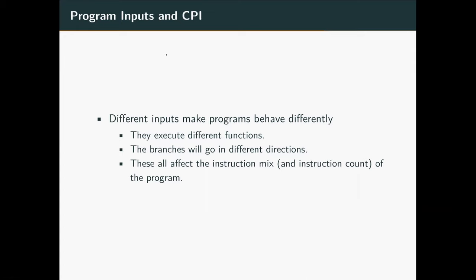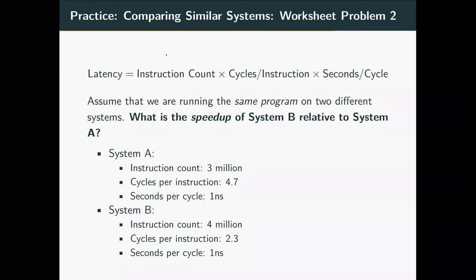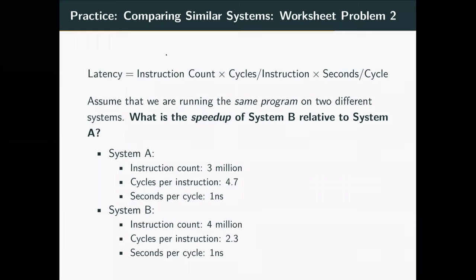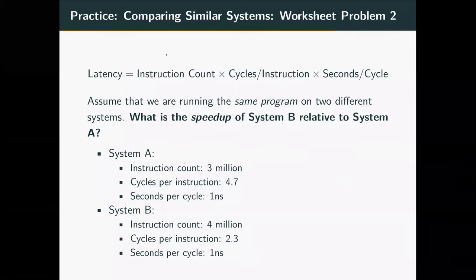Okay, so let's look at this worksheet problem. A few things to observe here. We have two systems, system A and system B. System A has some number of instructions. CPI is 4.7, seconds per cycle is 1 nanosecond. System B has the same kind of metrics, but 4 million instructions and 2.3 cycles per instruction. And note, this is the same program that we're running, which is pretty important here. So we can also assume that there's the same input as well. So we're doing the same amount of work.